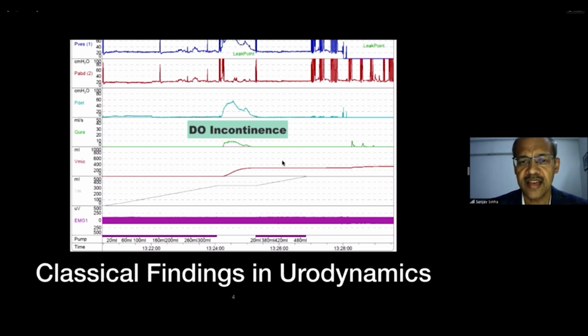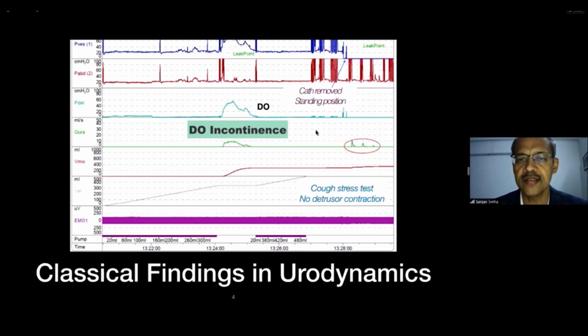Subsequently, in the same cycle, as the bladder is filled again to about 200 ml or so, you can see coughs, graded coughs done for this patient. And on a cough stress test, you can see there is no detrusor contraction. Initially, this woman does not leak. But then when she's made to stand up and the urethral catheter is removed, at that point, you can see that she leaks. So she does have urodynamic stress incontinence.